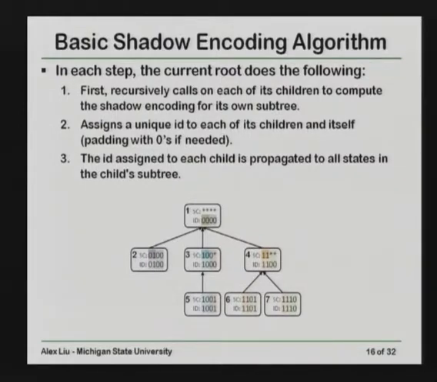You can see that the property is that the binary ID of every node will match its own shadow code, and also match the shadow code of its father, and match the shadow code of its grandfather, and so on.